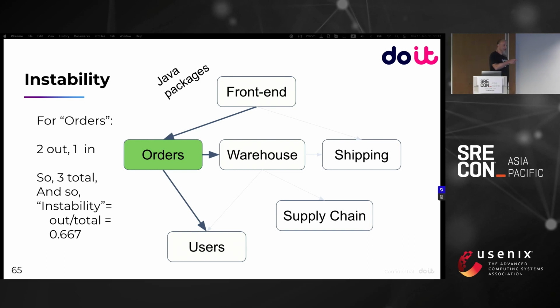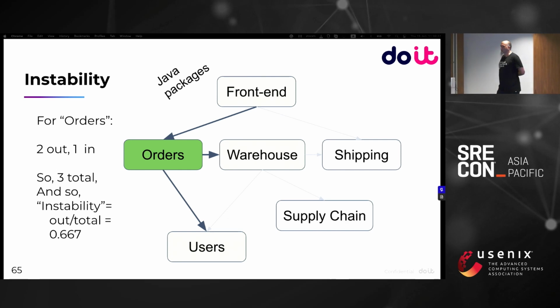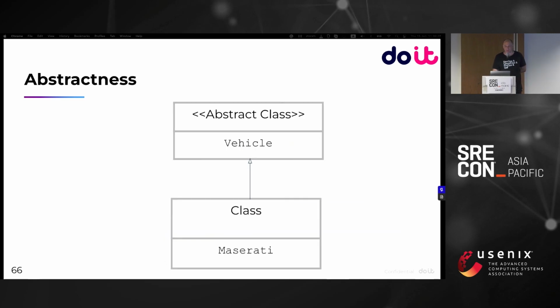And just as a very simple example, orders has 2 out, 1 in. So you have 2 divided by 3. And that's the level of instability of the Java package, which is called orders in this case. Imagine this is a single code base, a monolith, not a microservice. You have all these Java packages.